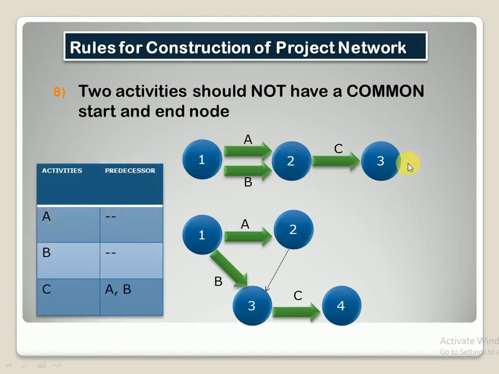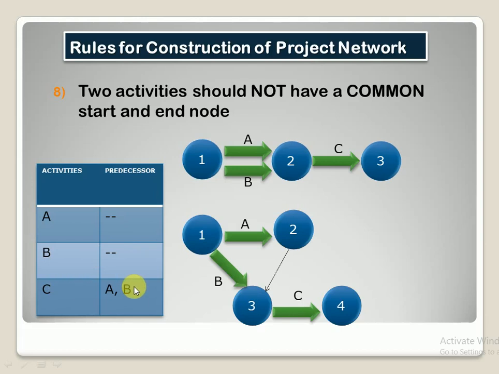Now look at this table first. Here I have mentioned the activities and I have mentioned the predecessors. Here activities, suppose A, B and C, and A doesn't have any predecessor, B doesn't have any predecessor, and C does have A and B as predecessors, right? So now how are we going to construct it? Here you can see that activities A and B start at node 1, and as they don't have any predecessors behind, they start at 1, and activity C is starting at node 2 because it does have the predecessors A and B as far as this table is concerned, right?